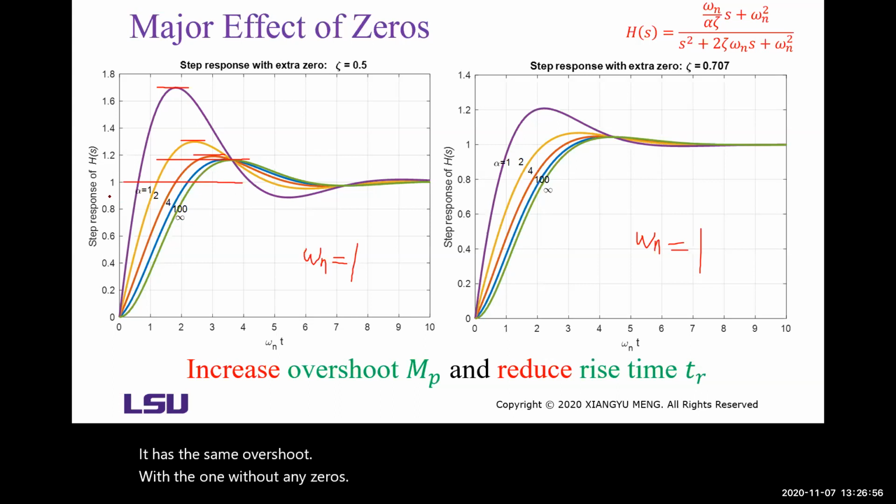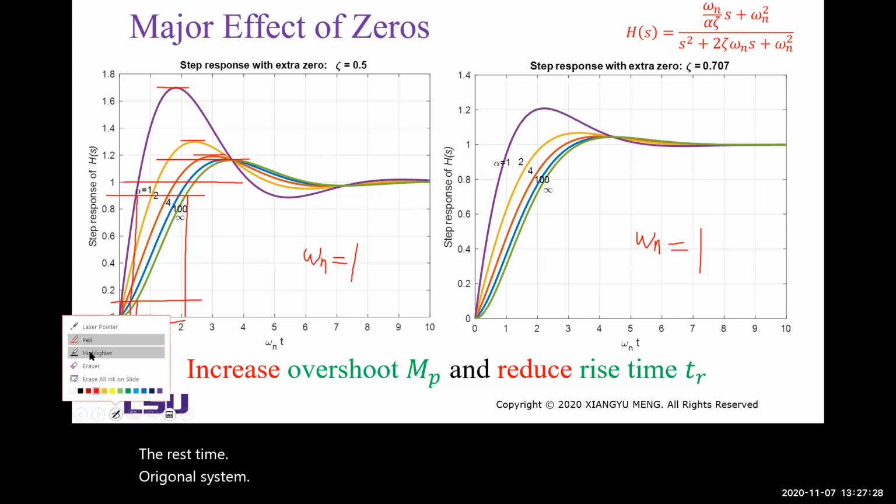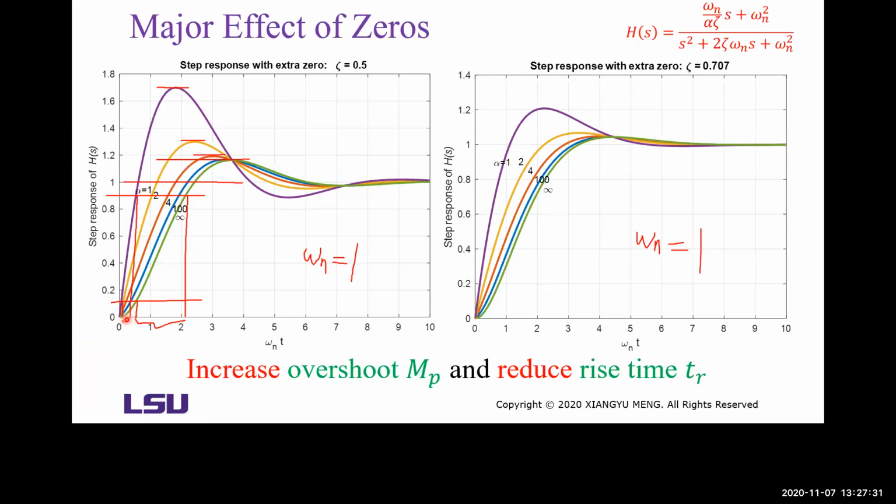Let's see the rise time. Here it is, the rise time of the original system. Here it is, the rise time when alpha is 1.